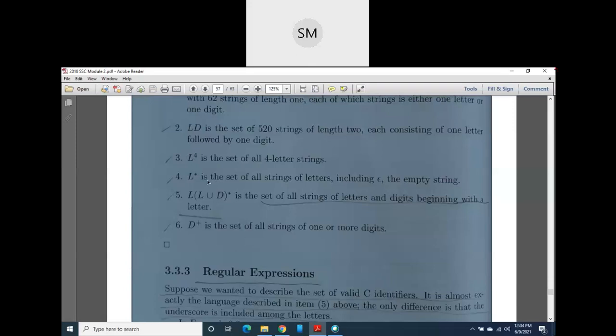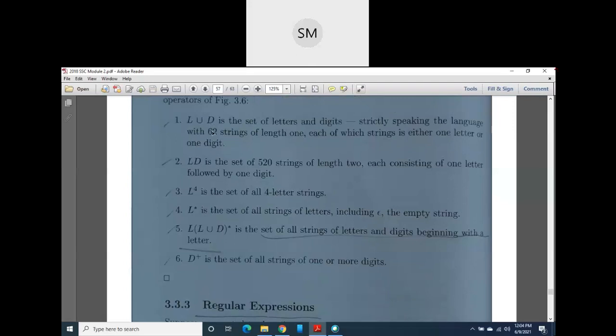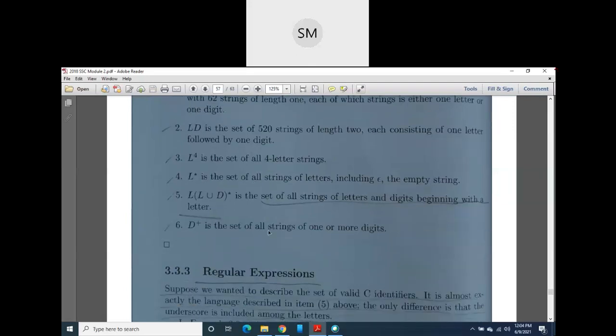L star will give us all strings, including the empty string: 0 characters, 0 symbols, 1 character, 2 characters, 3 characters, 4 characters. How many characters are there in total? 62. So it will give us all strings including the empty string. Then L concatenated with (L union D) closure star.